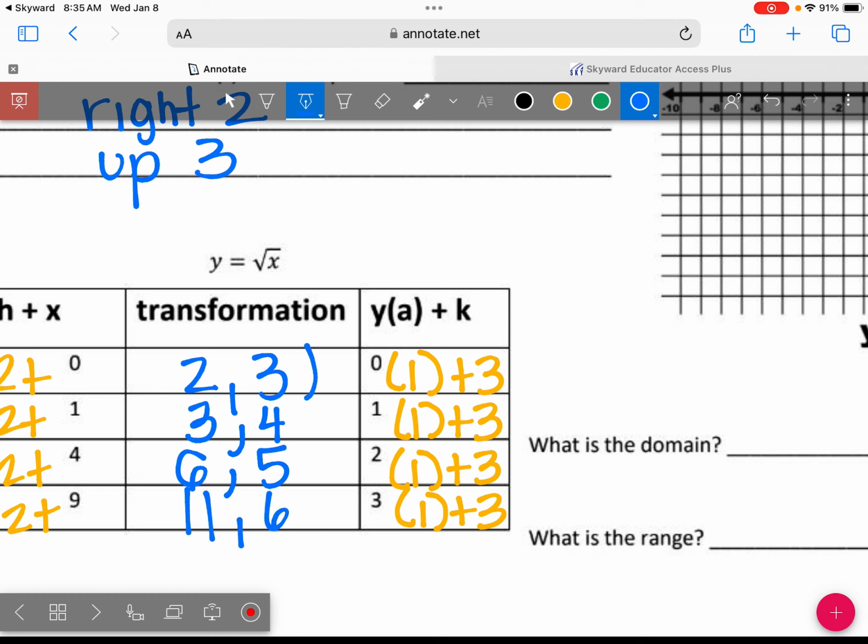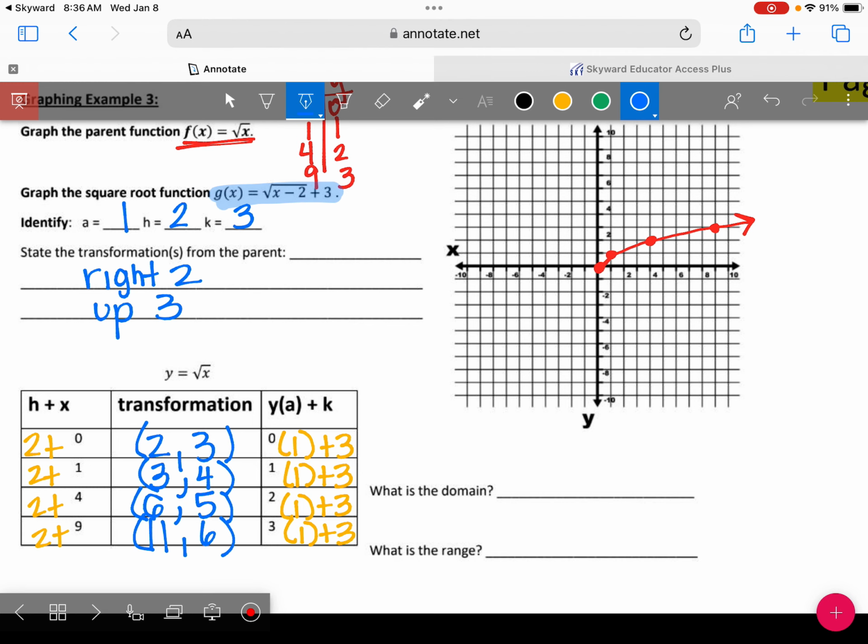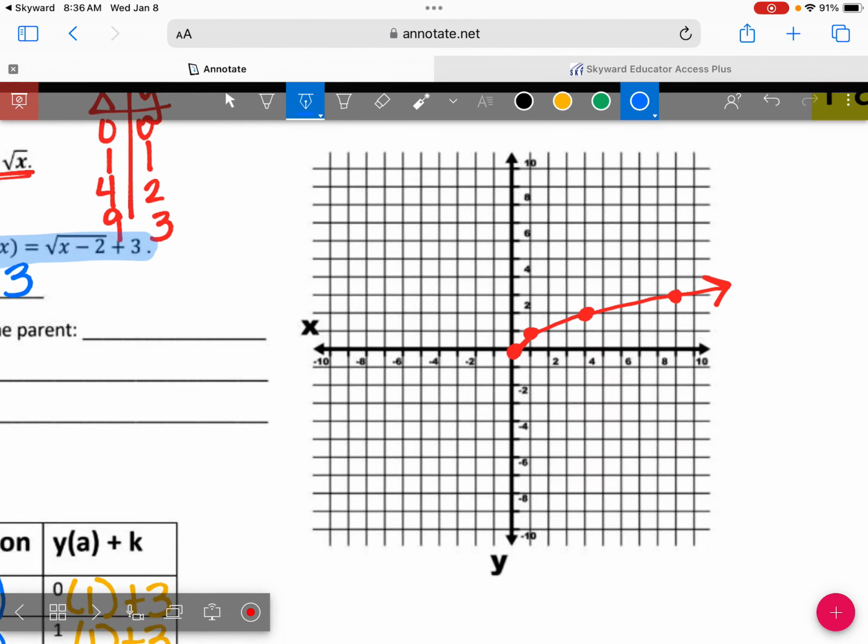All right, so these are ordered pairs. Go ahead and graph these 4 points. Put a point at 2, 3. Put a point at 3, 4. Put a point at 6, 5. Put a point at 11, 6. 11 doesn't fit, so don't worry about that last one.